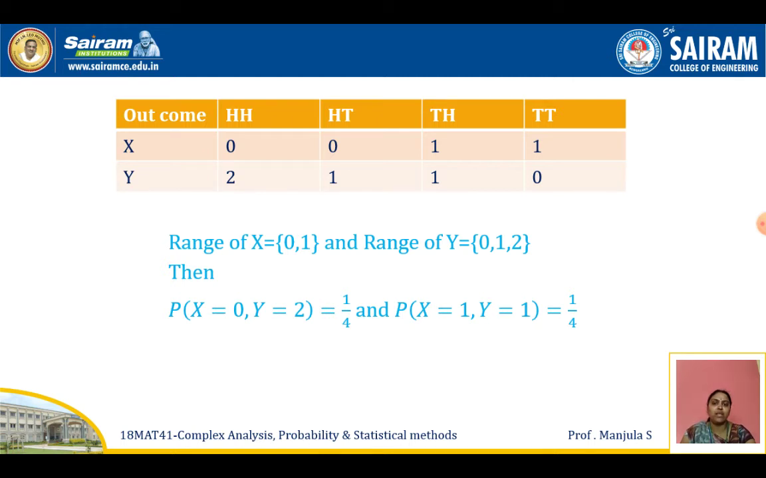With the help of that we can write this one, P of x equals 0, y equals 2 is nothing but that value will be 1 by 4. And P of x equals 1, y equals 1. X equals 1 is nothing but what here? In a toss, the first toss will be a tail. So how many chances are there here? So 2 chances are there.